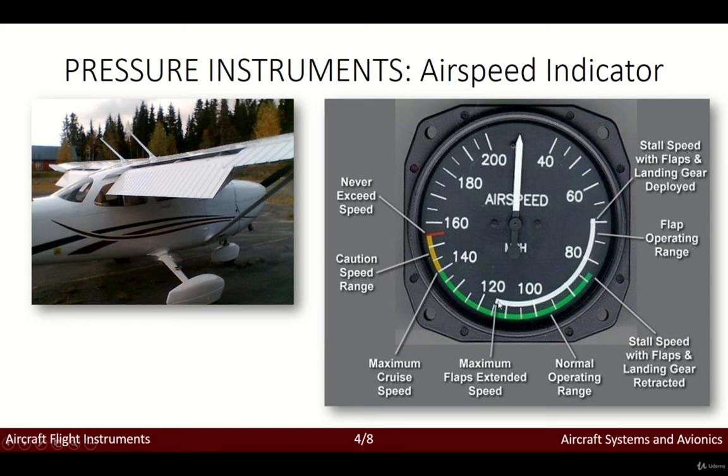First, this white line over here, white arc, okay, which is commonly referred to as the flap operating range, since its lower limit represents the full flap stall speed, okay, and its upper limit actually provides the maximum flap speed. Okay, so this would be the minimum and the maximum.